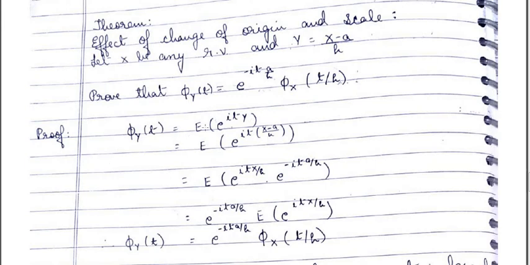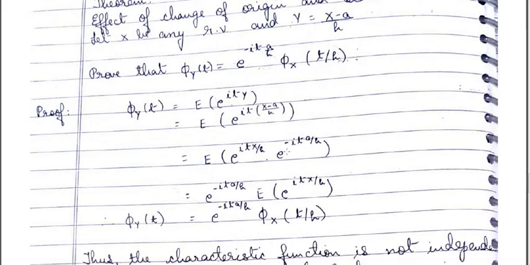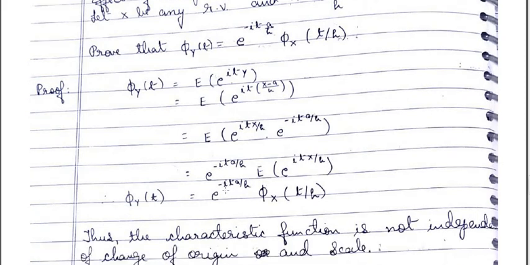So phi y at t equals expected e raised to it y, where y is actually (x minus a) upon h. So e raised to it x by h, e raised to minus it a by h. Now e raised to it a by h is a constant because no variable is there, so this whole term will be constant. So it is outside the expectation sign. So e raised to it a by h times expected e raised to it x by h. So e raised to it a by h times phi x at t by h.